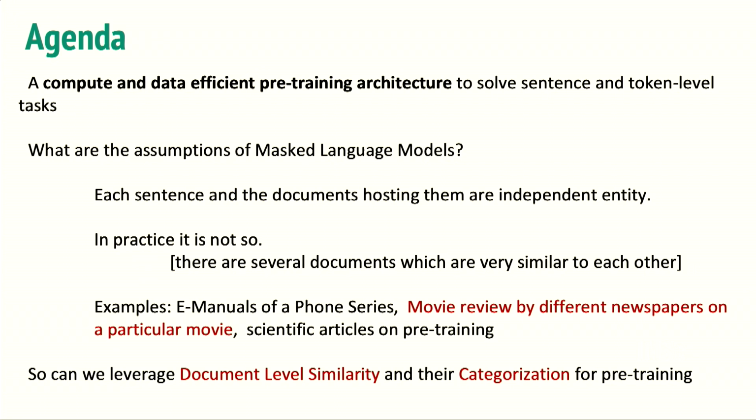There are several documents which are very similar to each other, like manuals of a phone series. If I have a manual of Apple 10 and Apple 10.1, they would be very, very similar. Or if I take movie reviews by different newspapers on a particular movie, there may be a lot of sentiment difference, but the entities roughly will be the same. The authors' or actors' names will be the same, the sequences told will be the same. Or scientific articles on pre-training will have a lot of similarities.